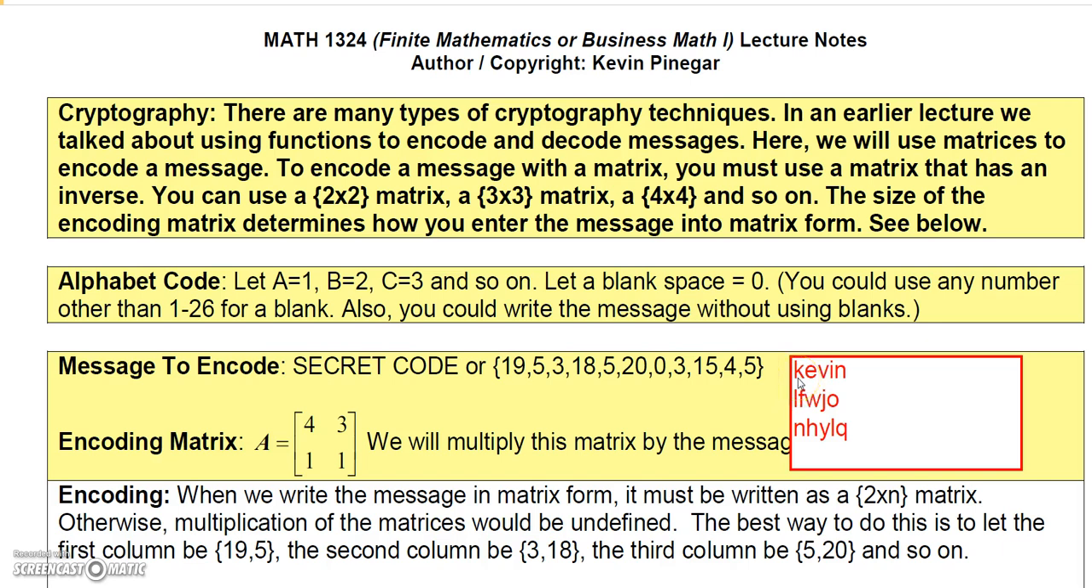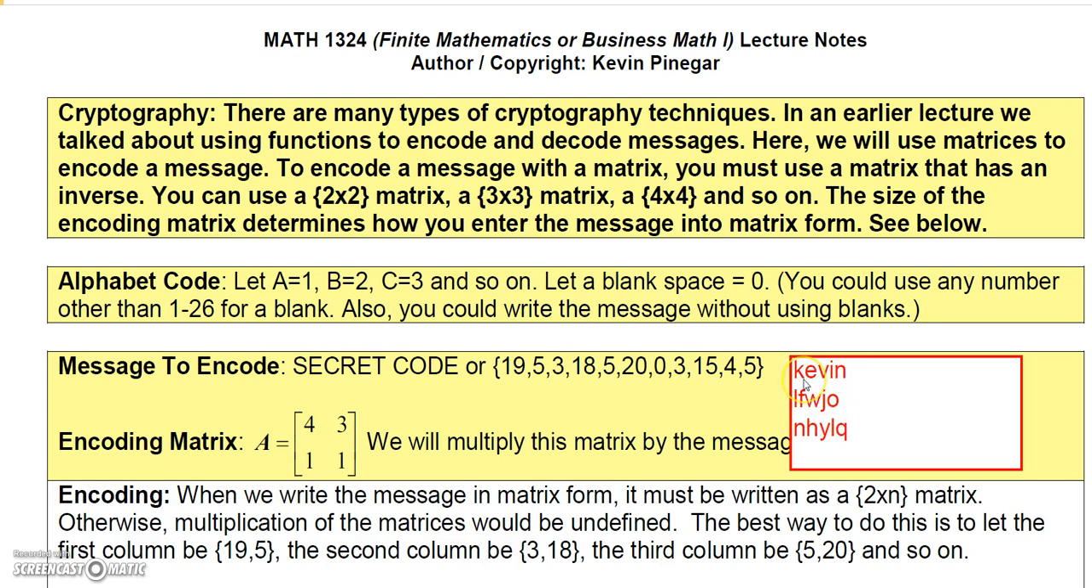Let's say you wanted to write my name in a secret code. Well, one way to do that is just to move each letter of my name one space to the right. So the K would become L, the E would become F, the V would become W, the I would become J, and the N would become O.